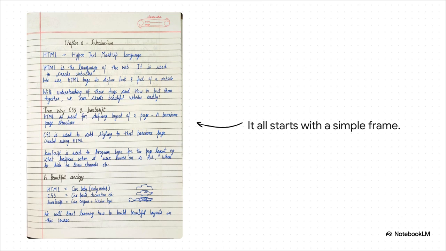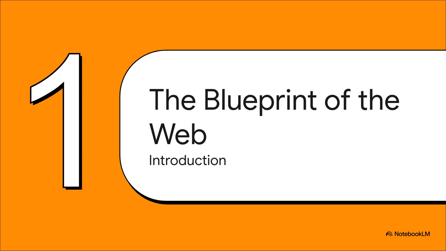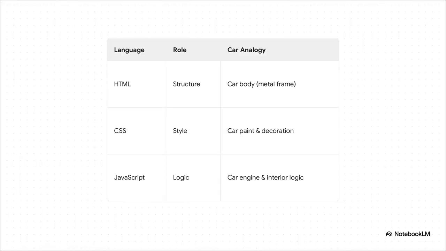Seriously, it's got a fundamental structure, the metal frame. It's got a visual style, the cool paint job and decorations, and of course, it has an engine that actually makes the thing work. So let's take that car idea and run with it. We're going to start by breaking down the three core languages that build pretty much every single site you visit. So here they are: HTML, CSS, and JavaScript. See how they fit together?